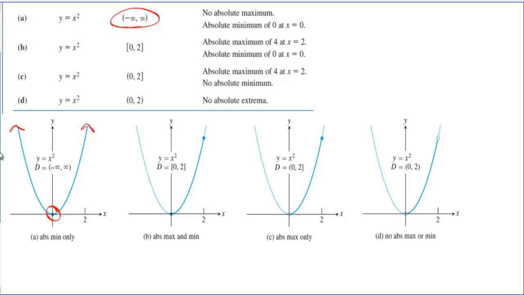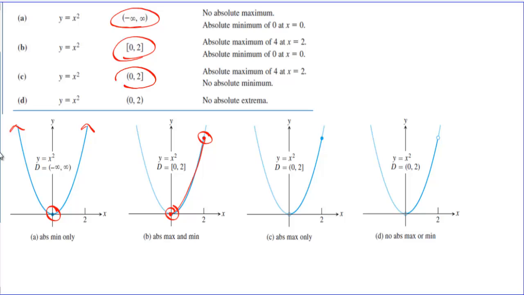If we took the same function and looked at just 0 to 2 but included the endpoints, so both would be a solid dot, then we'd have a minimum of 0 at x equals 0, and we'd have a maximum of 4 at x equals 2.